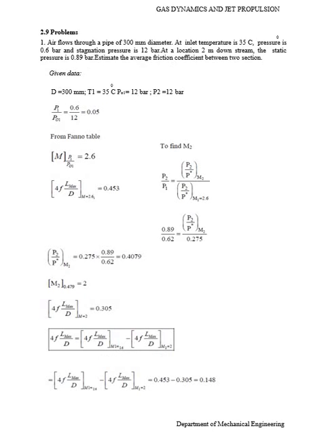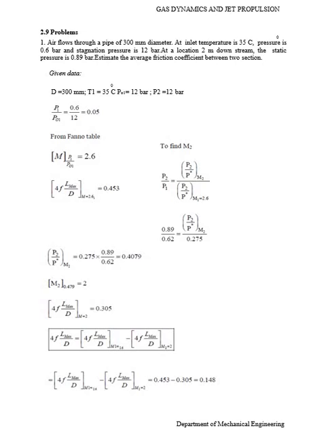So this is the first problem. Problem number 1. Air flows through a pipe of 300 mm diameter, with inlet temperature 35 degrees Celsius, pressure 0.6 bar and stagnation pressure 12 bar. At a location 2 meters downstream, the static pressure is 0.89 bar. Estimate the average friction coefficient between the two sections.